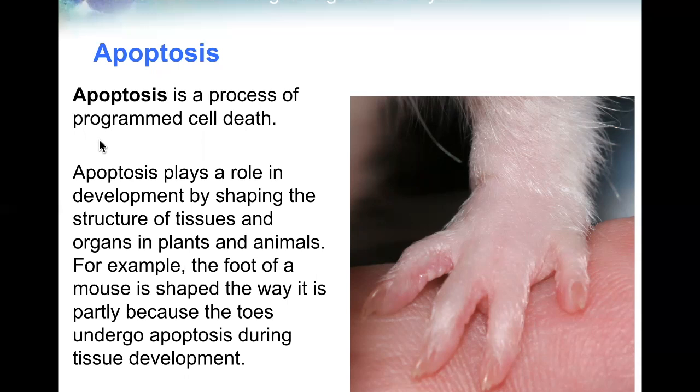Apoptosis is the process of programmed cell death. Apoptosis plays a role in development by shaping the structure of tissues and organs in plants and animals. For example, the foot of a mouse is shaped the way it is partly because the toes undergo apoptosis during tissue development.